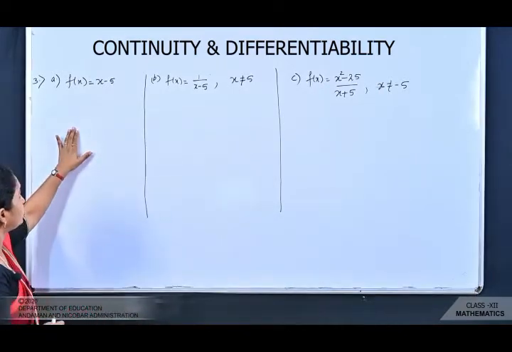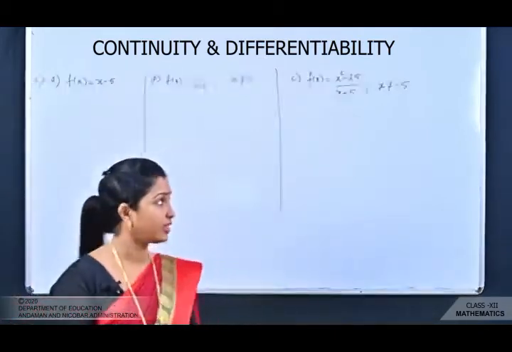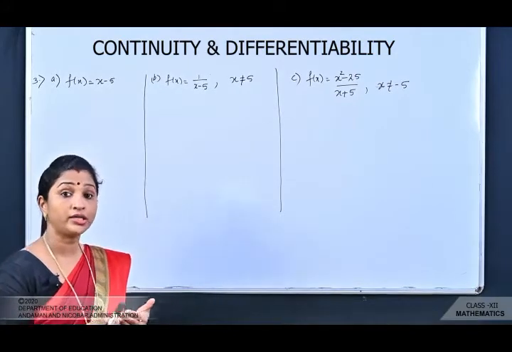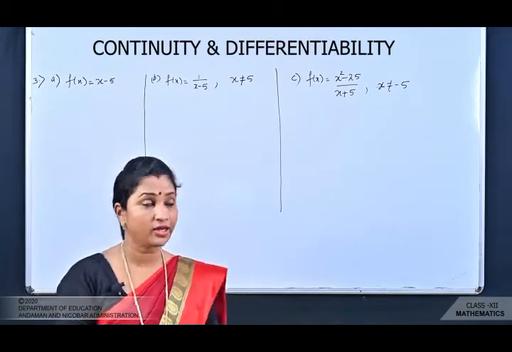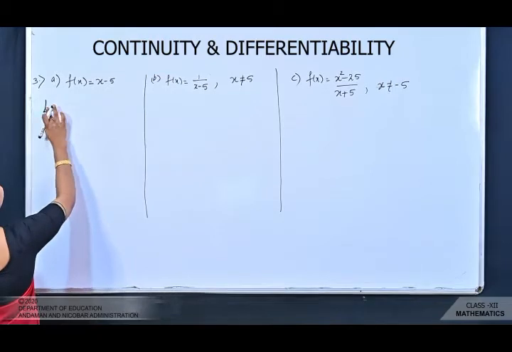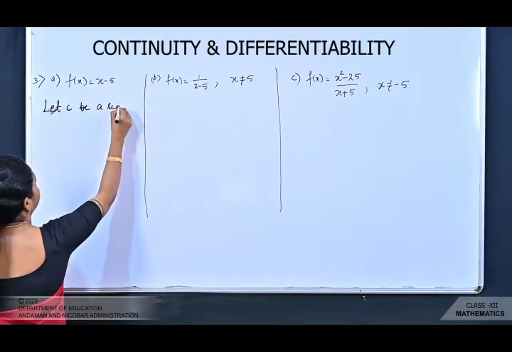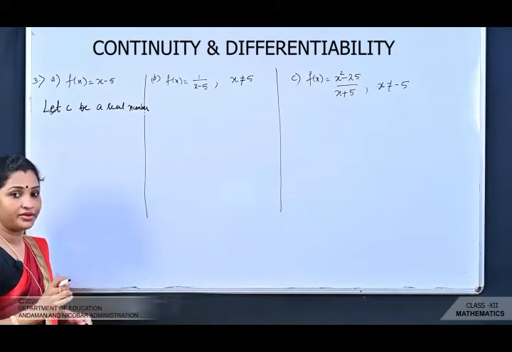Now here you have to examine whether the function is continuous or not. See, in this question the point is not given to you. So when the point is not given to you, you have to consider a point and then solve it, correct? So here what I am taking: let C be a real number.